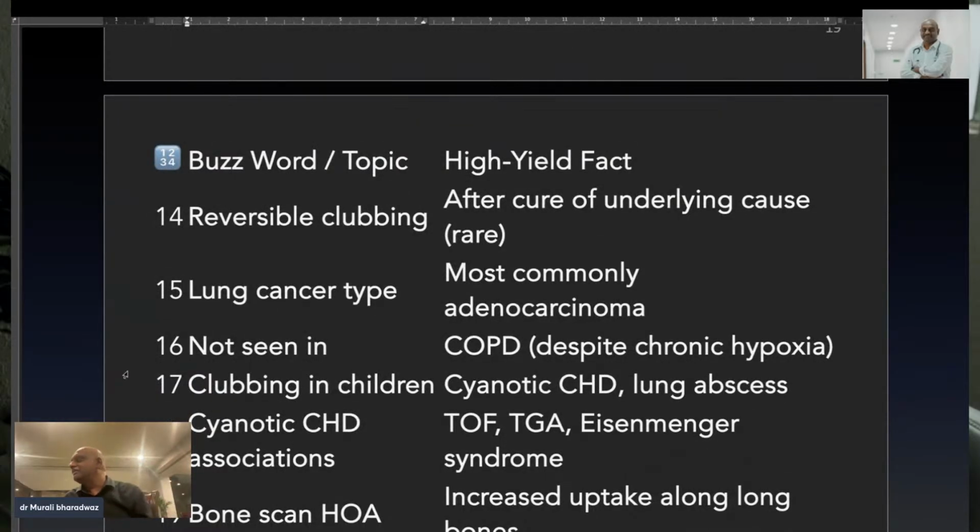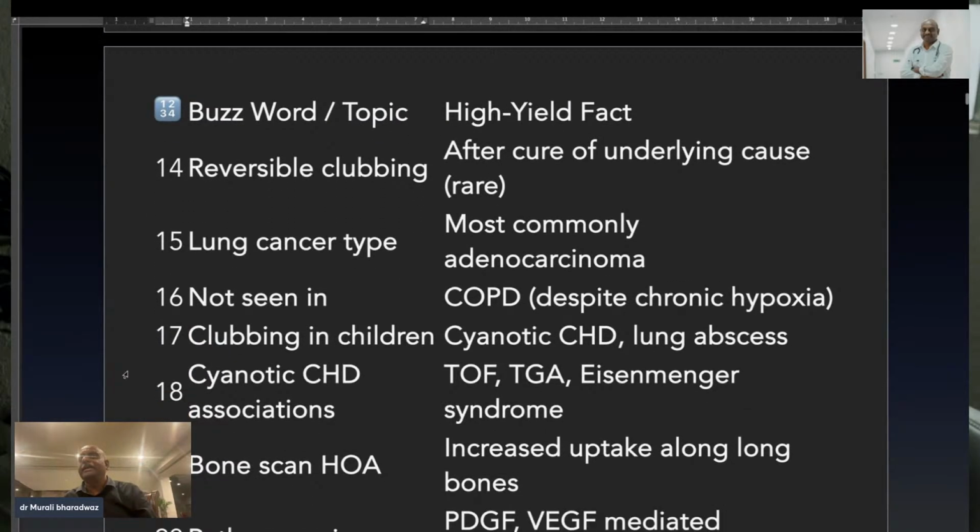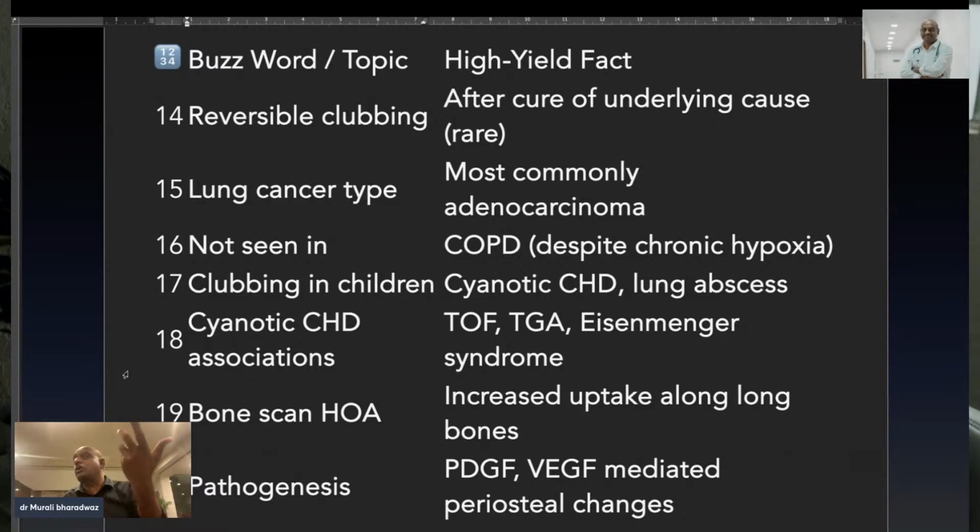Reversible clubbing is very rare. Among the lung cancers, there are many variants, no? Adenocarcinoma, squamous, and small cell. Small cell metastasizes very quickly. So surgery is never the treatment in small cell. Chemotherapy is the treatment in small cell. And he won't live until clubbing develops.